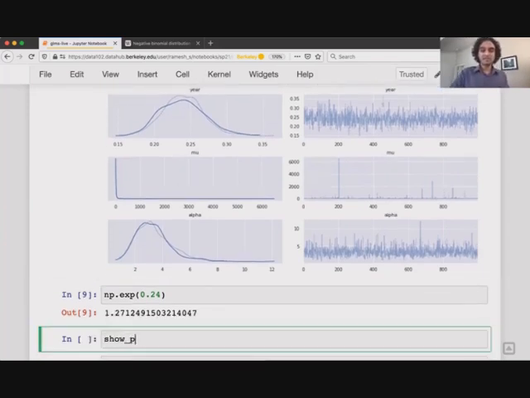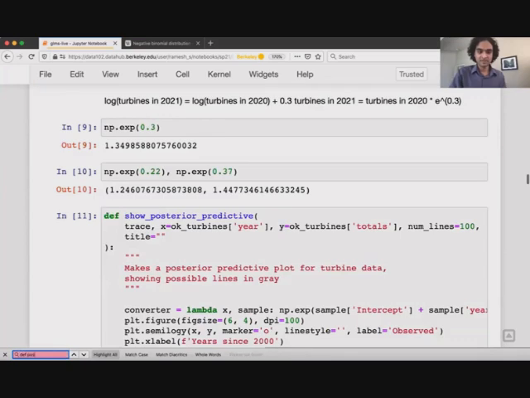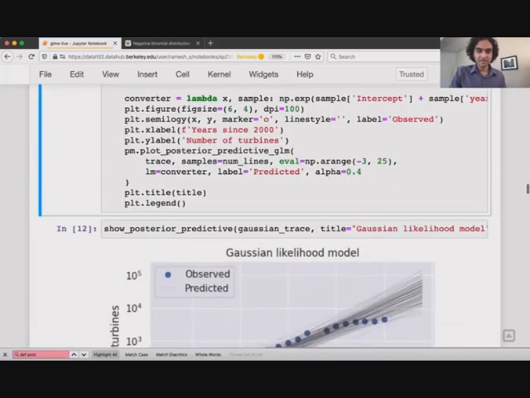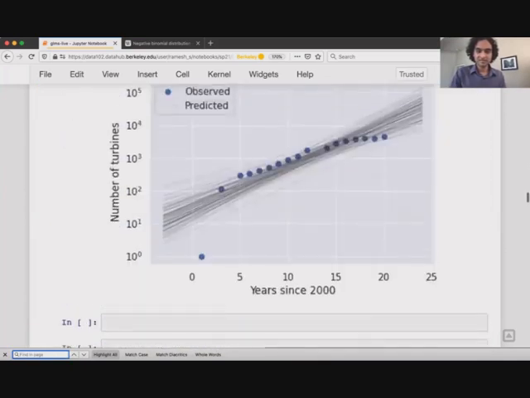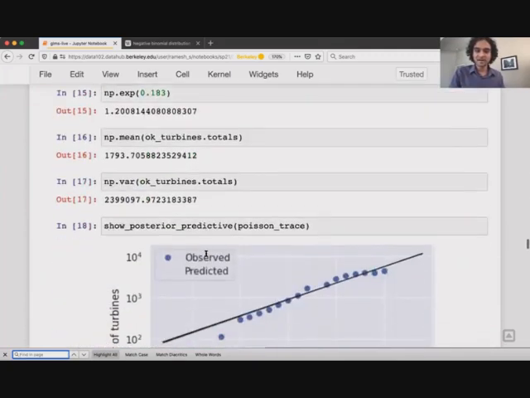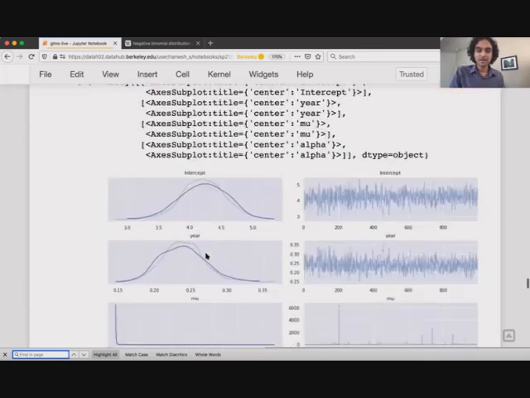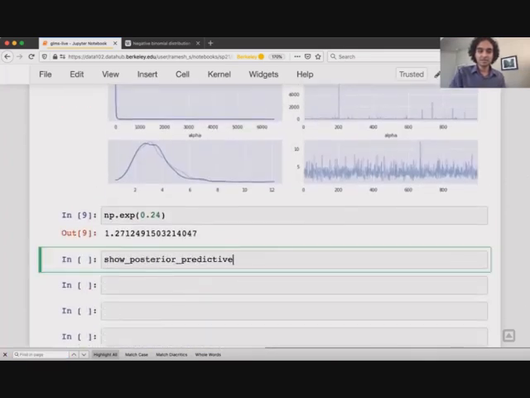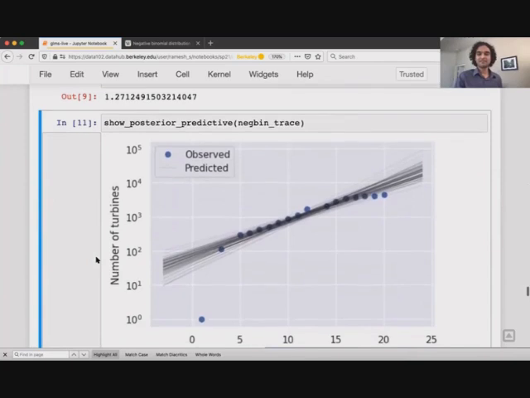Let's actually look at the graph of all the different possible lines that could come out of the model. So if we go back to this, remember, this is the one from the Gaussian, just as a refresher. And then the one from the Poisson looked like this. But let's actually do this one, the trace. And what we get is a bunch of lines.